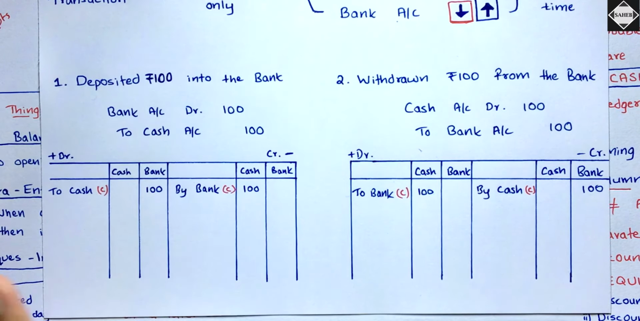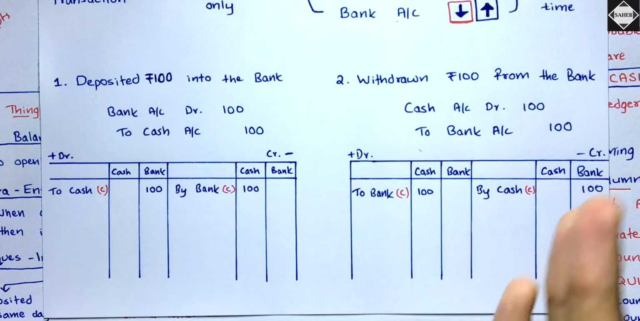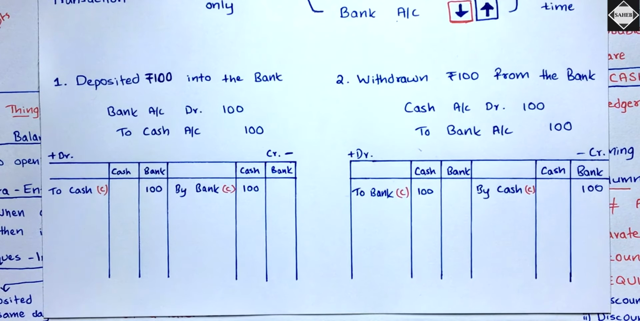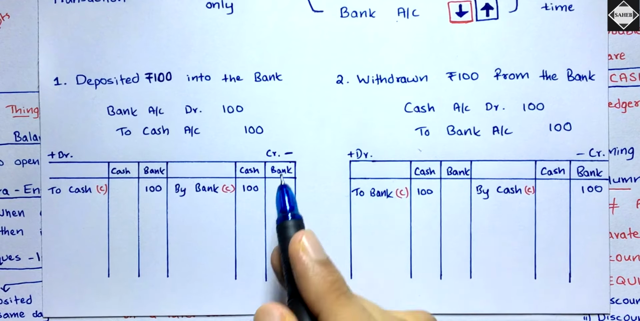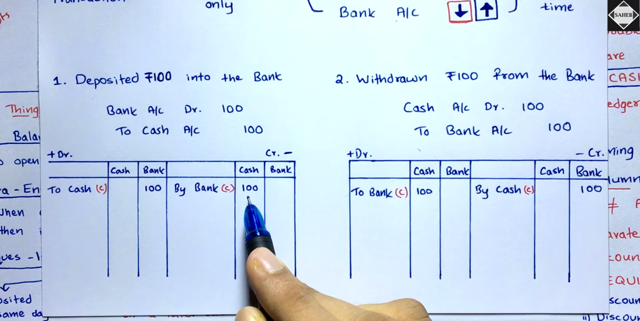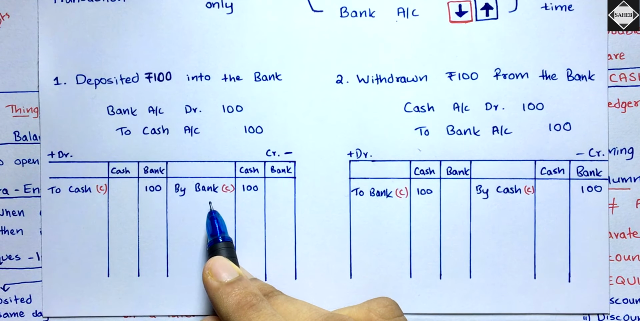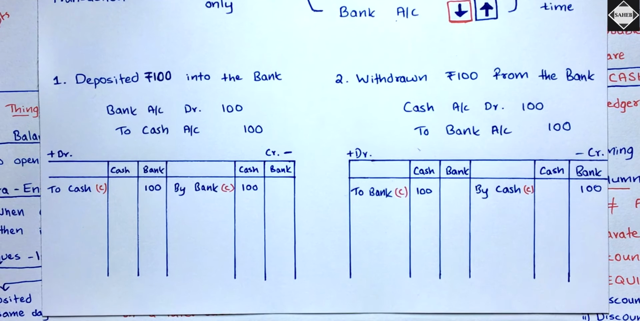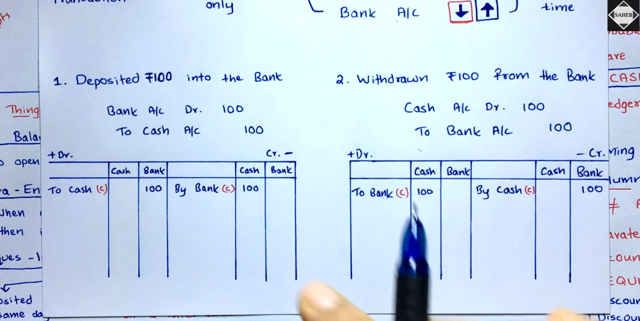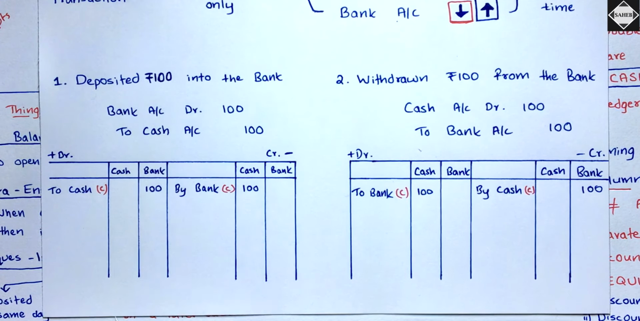See here, the first half I explained: bank account increased because of the cash which you put in the ATM. The other half is that cash account has decreased by 100. So cash has been decreased, so write 100 in the credit column of the cash book. Why has it decreased? Because of the bank, 'by bank'. That's how you do the recording in the cash book. And we mark the contra entry recording with a C, so that we can understand this happened because of a contra entry transaction.